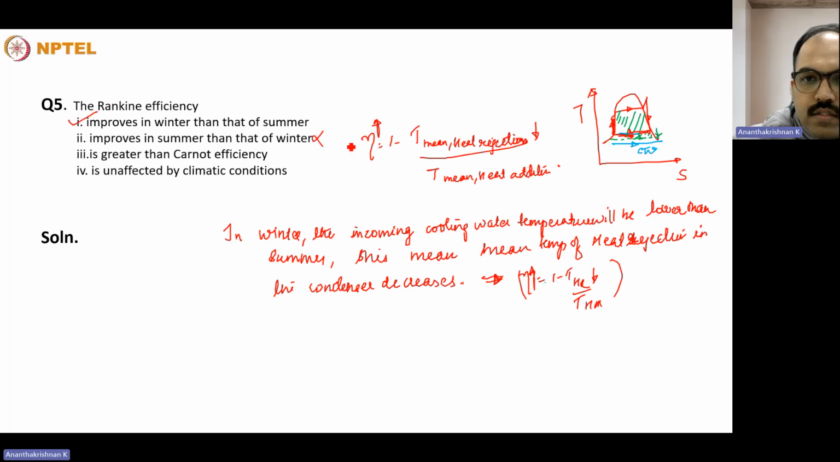So this is straight away opposite. That's wrong. Is it greater than Carnot efficiency? No, it cannot be because Carnot efficiency is the theoretical possible maximum for a cycle. So that is wrong. Is it unaffected? No, it depends upon the climatic condition, just as we have seen. So only option one is right in this case. We just try to tackle these problems in terms of the mean temperature of heat rejection and the corresponding increase or decrease in the efficiency.